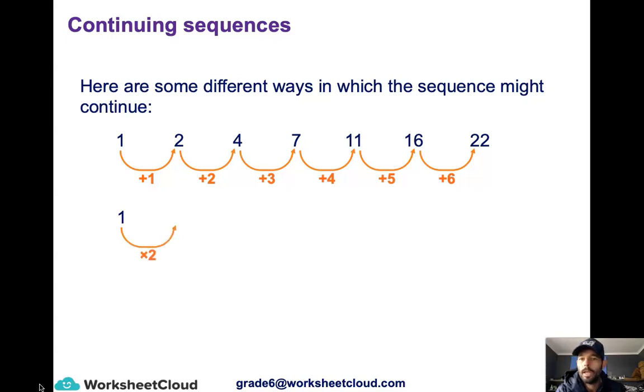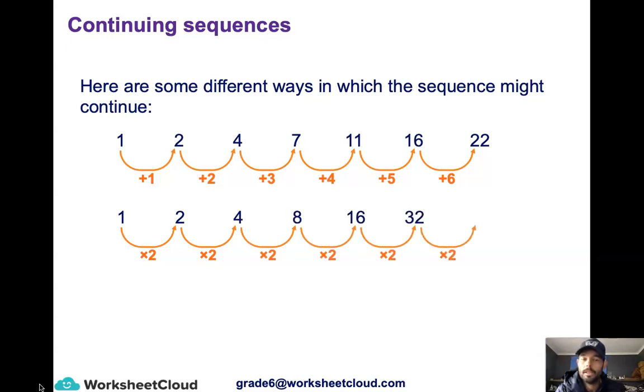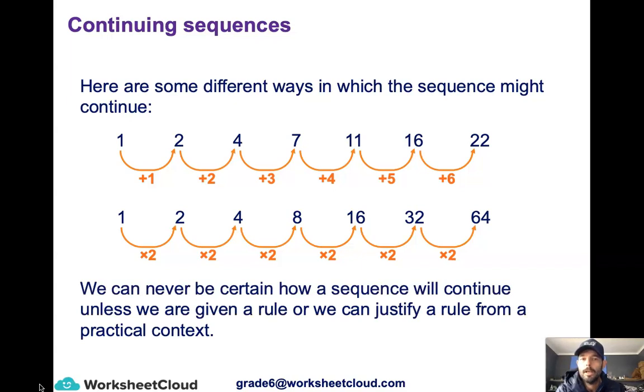It could have been 1 times 2, then 2 times 2 to get 4, then 4 times 2 to get 8, then 8 times 2 to get 16, and that could have continued. So there we have 2 different ways of continuing a sequence. And we can never really be certain how a sequence will continue unless we're given an exact rule, or we can actually justify the rule from a practical context.